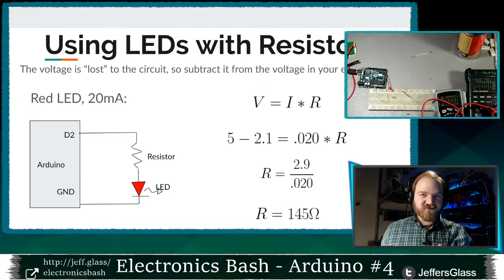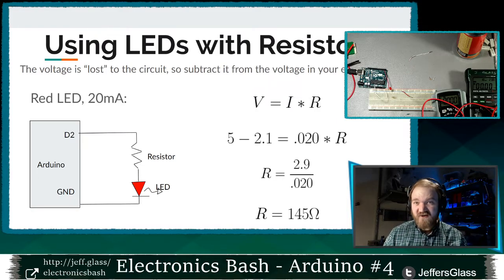For these sort of low currents, 20 milliamps is a pretty low current model, that is basically all the math that you need to worry about for selecting resistors. But I want to do a slightly higher current example to show you one more gotcha.